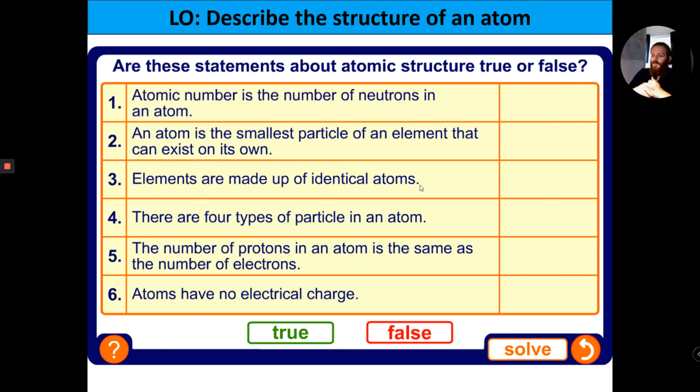Number 5, the number of protons in an atom is the same as the number of electrons. True. So the number of electrons and protons in an atom is the same. That's why we call them atoms, because they're neutral. Atoms are neutral by definition, so they must have the same number of protons as electrons.